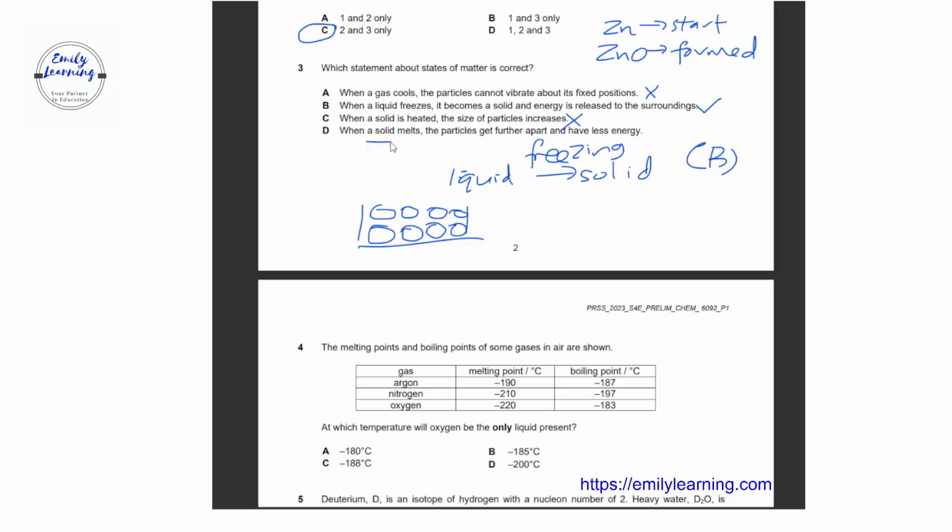When a solid melts, the particles get further apart and have less energy. When a solid melts, it becomes a liquid. It is true the particles get further apart, and the particles can now move faster, and therefore they have more energy, not less energy. So D is wrong, and the answer for 3 is B.